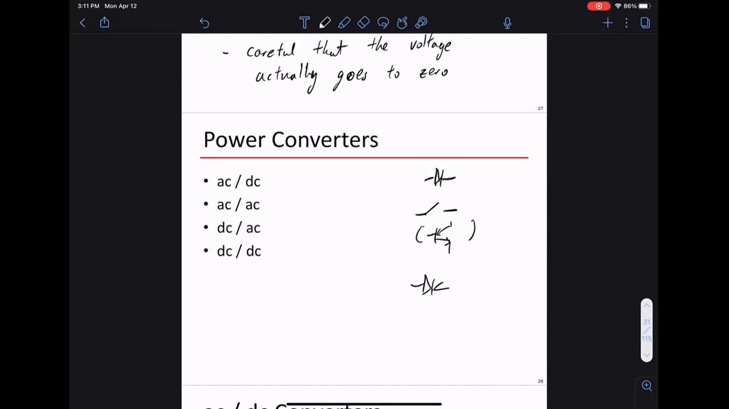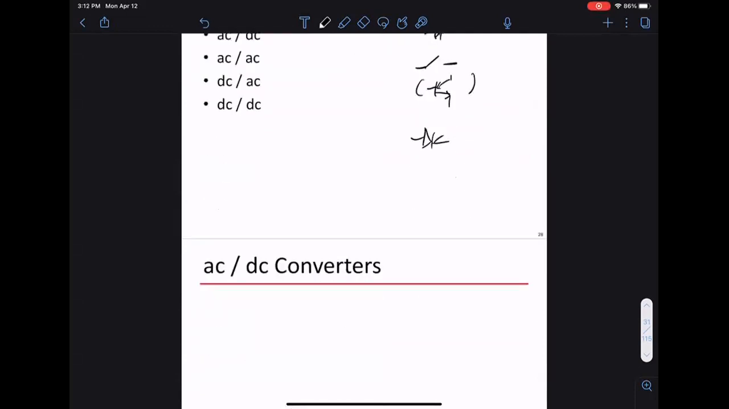And for us, there are 4 types of power converters. This could be AC to DC, AC to AC, DC to AC, DC to DC. We're going to see how we build all 4 types using our 3 basic components. So let's do a very brief overview of what they're used for and why we have 4 types of them.